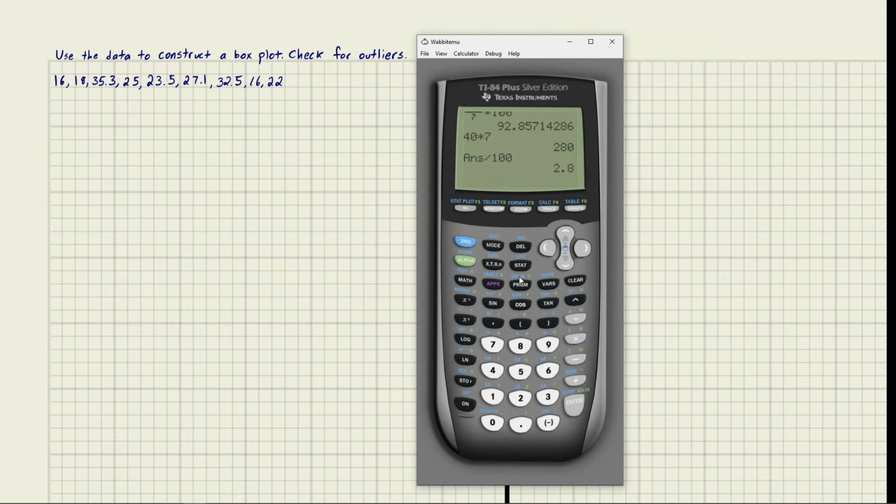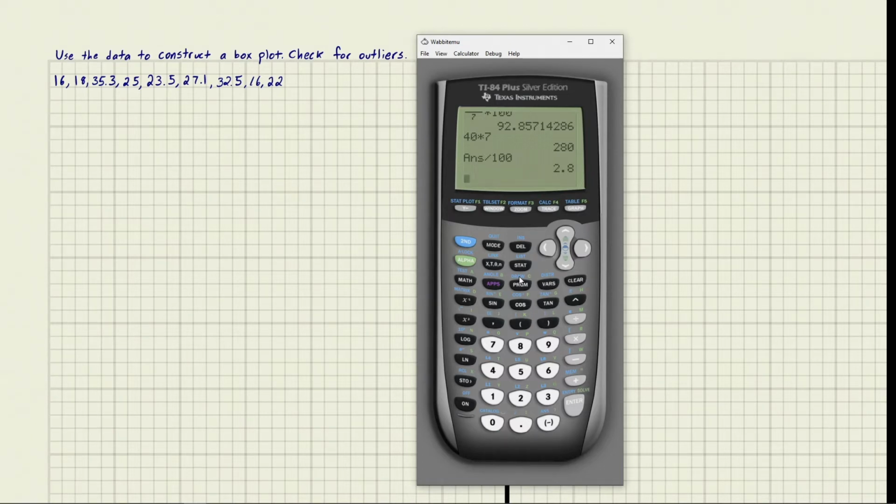Eric Burgess here, and we've been told to use the data to construct a box plot, check for outliers, and then we're given some data. So in order to construct a box plot, the first thing we need to do is to make sure our numbers are in order, which they are definitely not in order. So we're going to go ahead and go through and do that first.